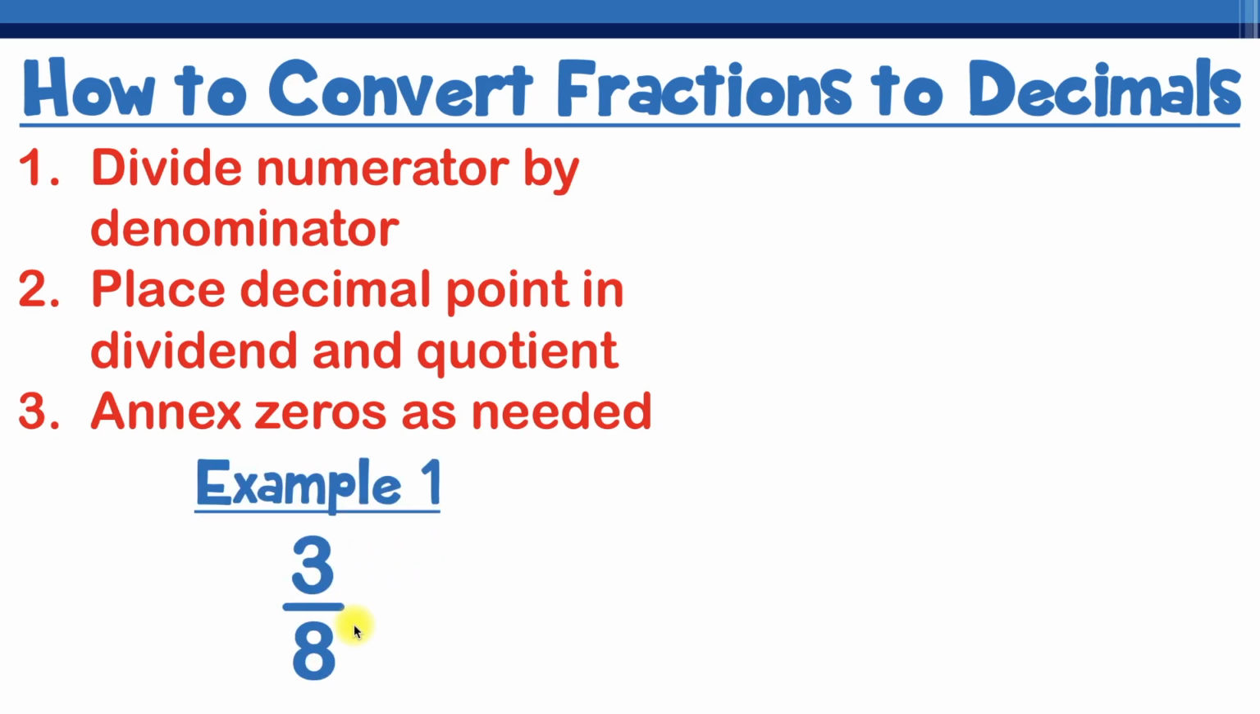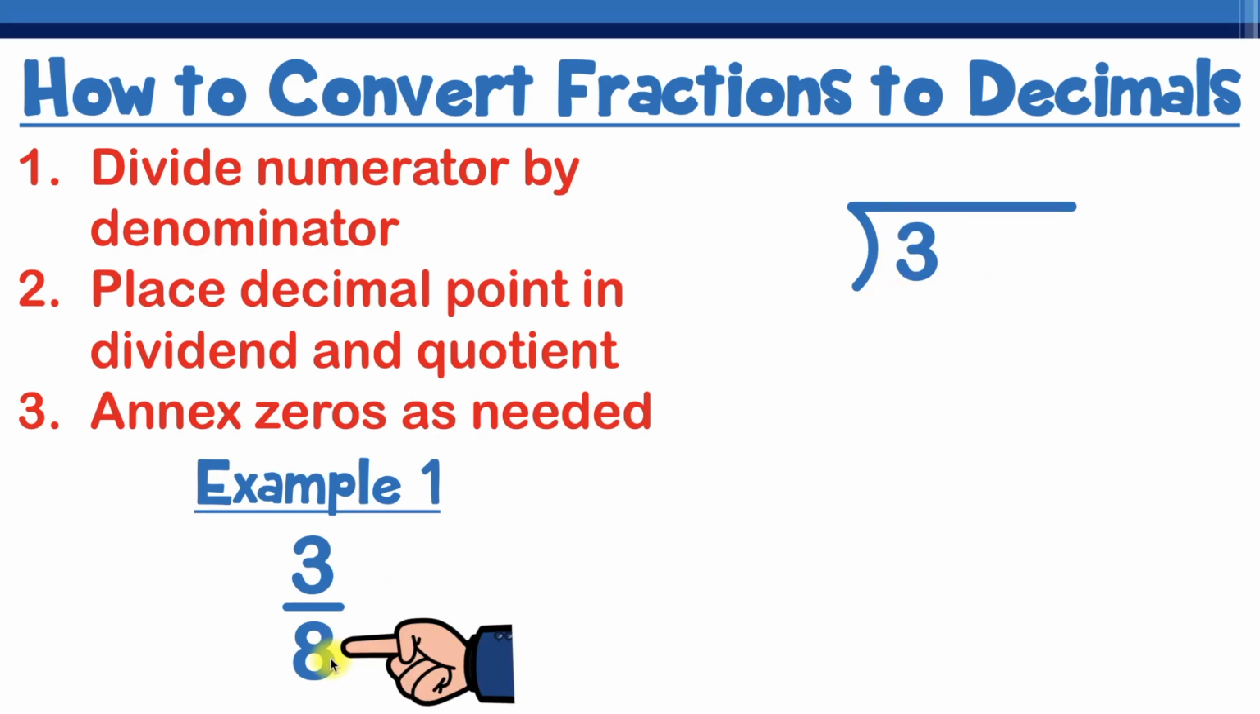Here's our first example. We've got 3 over 8. The first thing we need to do is set up our long division notation, which looks like this. The second thing we'll need to do is divide the numerator by the denominator. Now that we have our long division notation, we need to put our numbers in the right spot. Since we're dividing the numerator by the denominator, the numerator, the 3, will go inside the long division notation. And the 8, the denominator, will go outside the long division notation.